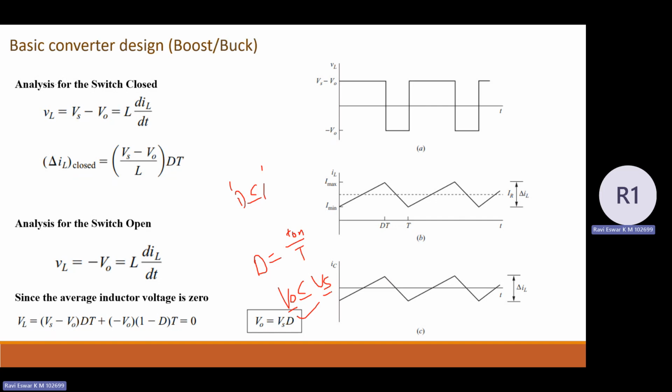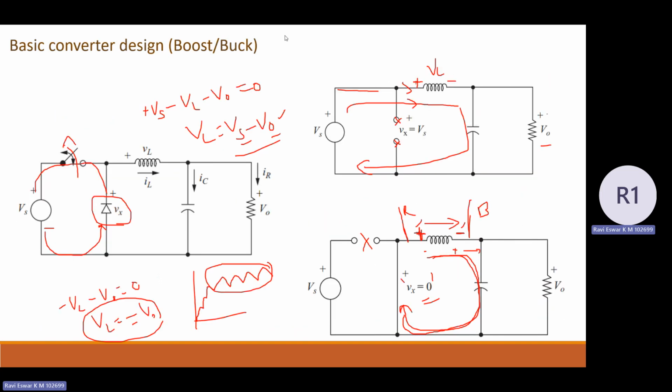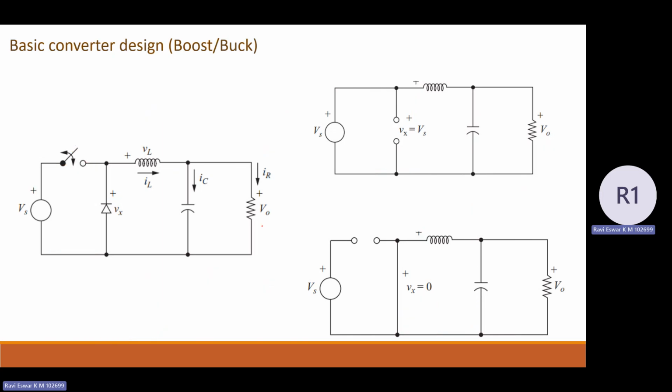So that is why we call this type of converter a buck converter. The circuit we derived is a buck converter. It makes the output voltage a step down compared to the input voltage. So this is what the buck converter is about.